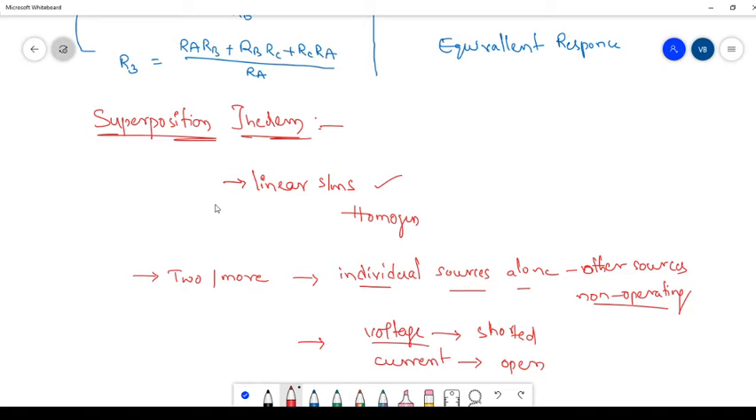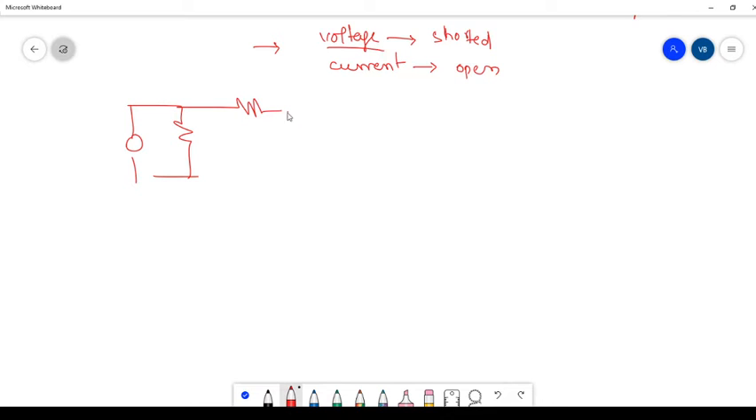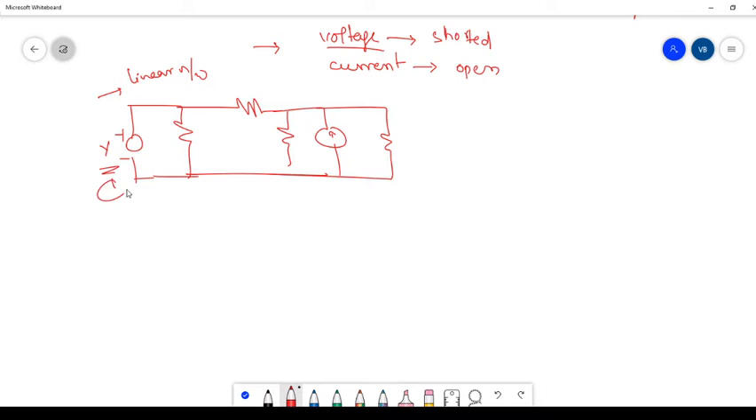Here I will explain with one simple example, first with a diagram. For example, this is a voltage source and this is a resistor, and here we have another resistor, and here a current source, and this is a resistor. Let us take this as a linear network having one voltage source and one current source. So a total of two sources are there. Our statement tells us two or more sources in a network.